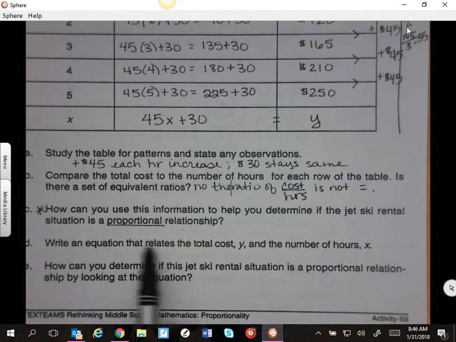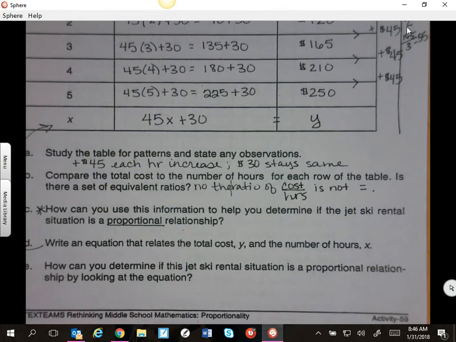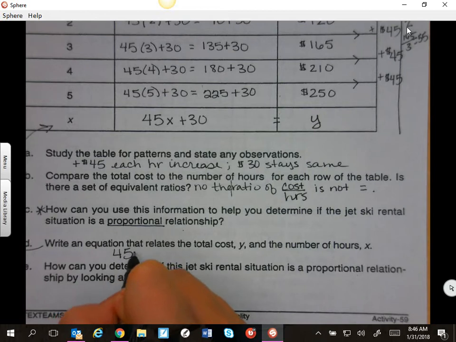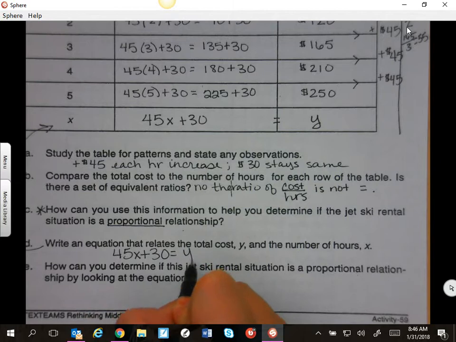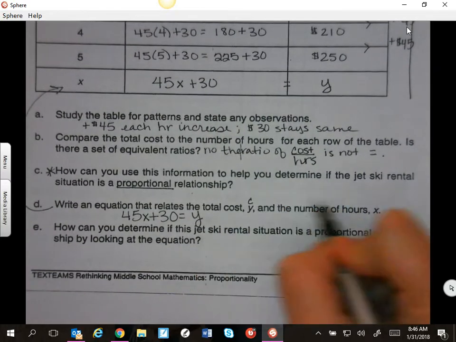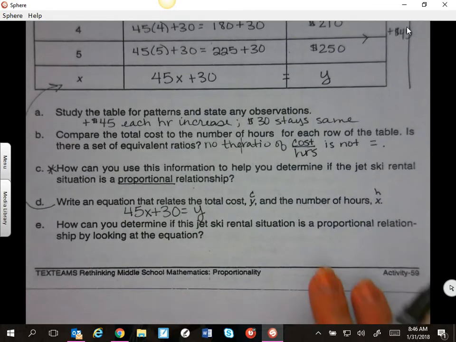So write an equation. What was our equation? So you're going to go back here. What was the equation? Well, it was 45 times X, which was our hours, plus 30 equals Y, our total cost. Now, we could use C for cost and H for hours. We talked about using different variables. But because they give us Y and X, they want us to stay with that.